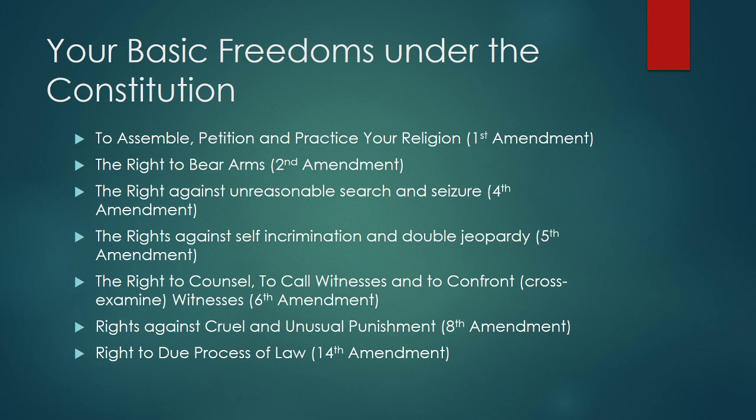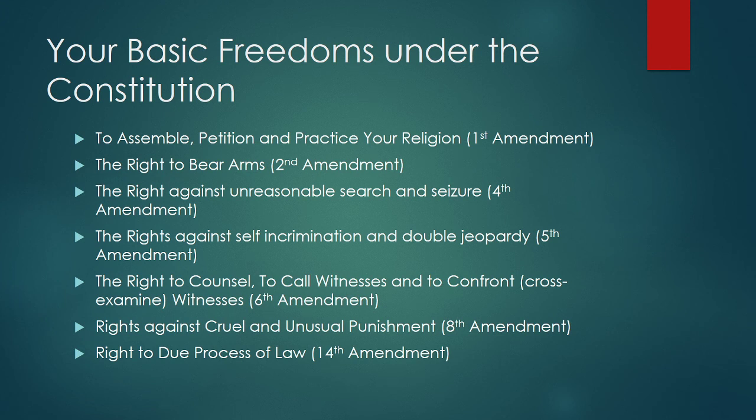So you have, of course, your First Amendment rights. Those are your rights to assemble, your rights to petition for redress of grievances, the right to practice your religion and not to have an established religion. We have our Second Amendment, which is somewhat controversial, which says you have the right to bear arms. Now we're starting to hit some of the ones coming up that are important for criminal law. You have the right against unreasonable search and seizure. That's your Fourth Amendment right. And we talked about this in that last chapter. You have the rights against self-incrimination, not to be a witness against yourself, and the right against double jeopardy. Those are Fifth Amendment rights.